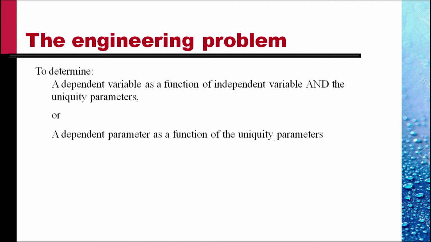What is an engineering problem? How does an engineering problem look like? The engineering problem is to determine a dependent variable or a dependent parameter as a function of independent variables and the uniquity parameters. Dependent variables are functions of independent variables and the uniquity parameters.